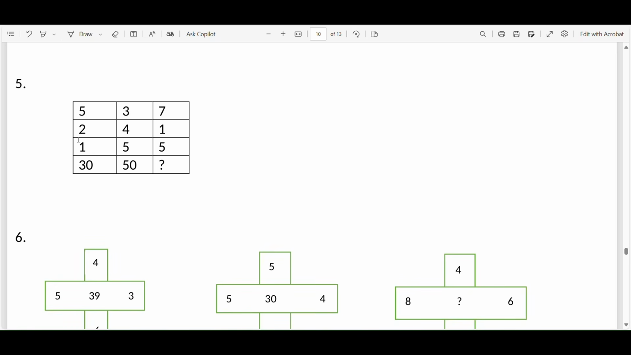So 5 into 2 will give you 10. 10 plus 1 will give you 11. No, no, this is also not true. So let's see another one.